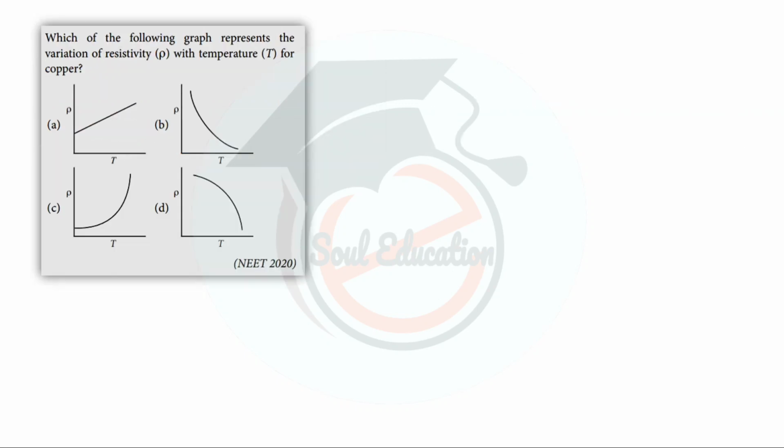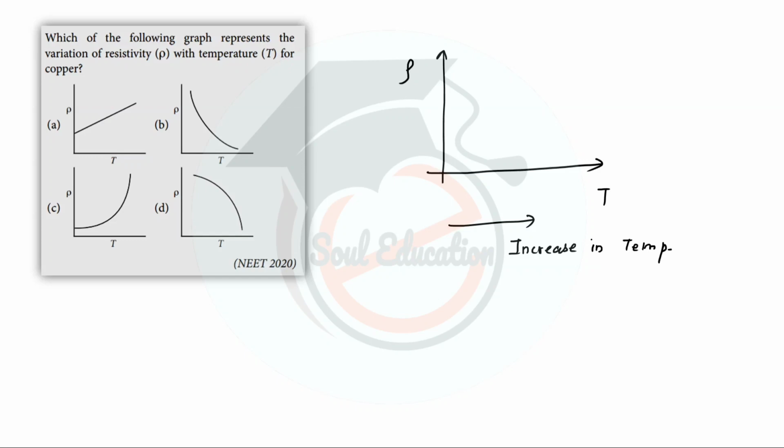The next problem is: which of the following graphs represents the variation of resistivity with temperature for copper? Copper is a conducting material. This is temperature versus resistivity. Moving in this direction is an increase in temperature. Whenever there is an increase in temperature, my resistivity also increases, because resistance increases and my resistivity also increases.